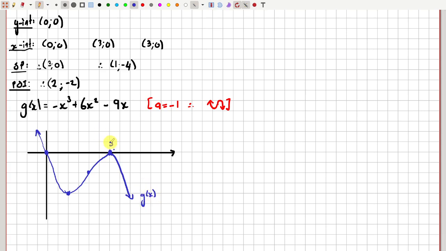And this is 3. This is 0. This is 1 and -4. And this is the point of inflection, 2 and -2.